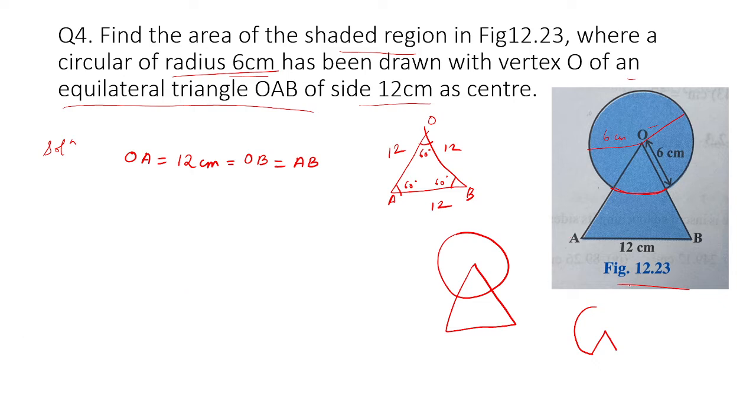So see, this is area of a circle minus area of a sector. Then if I take the area of a triangle, I end up getting this shaded region. Clear? Be careful with that, okay? Because if you take area of a circle and add it with the area of a triangle, you will get some extra portions. Clear? That is not what we want.